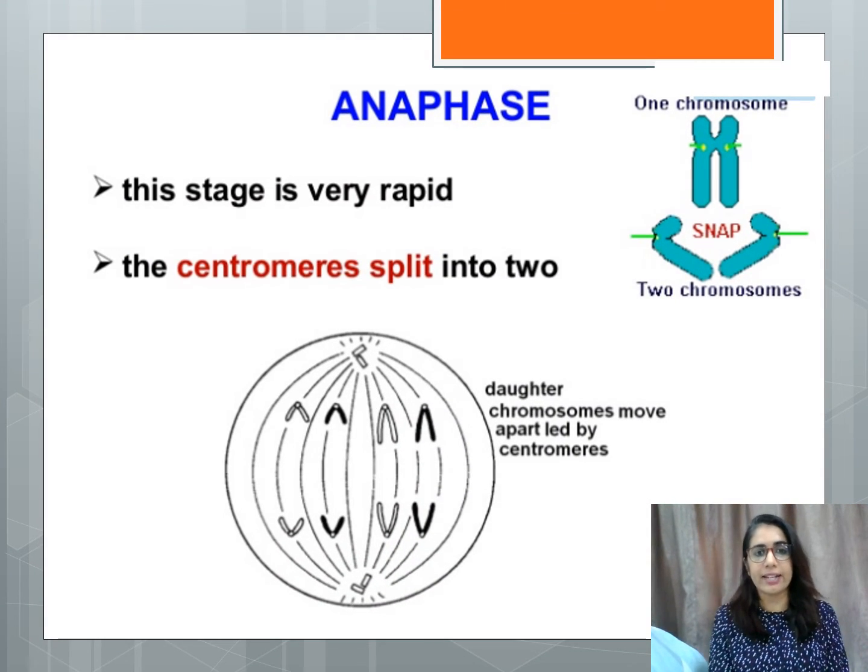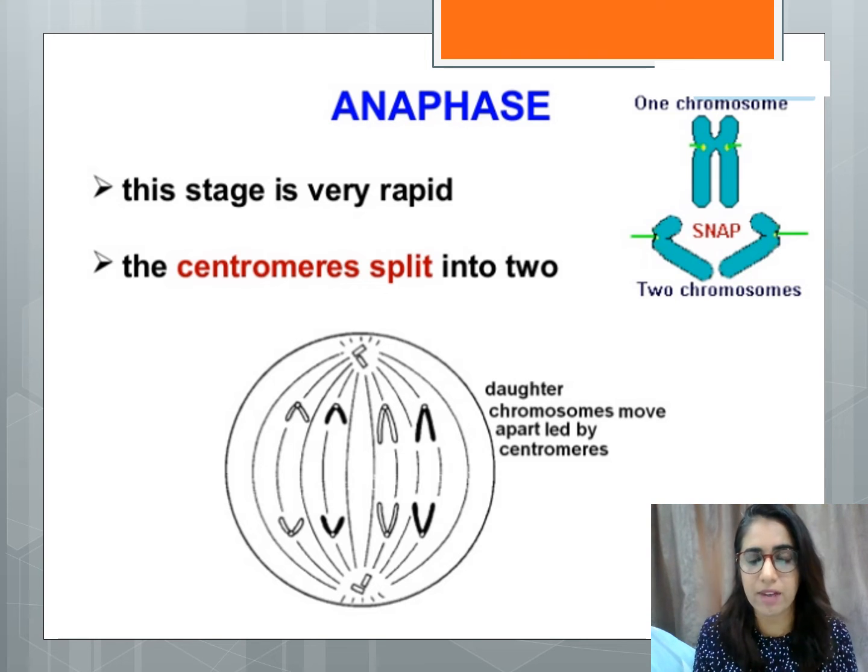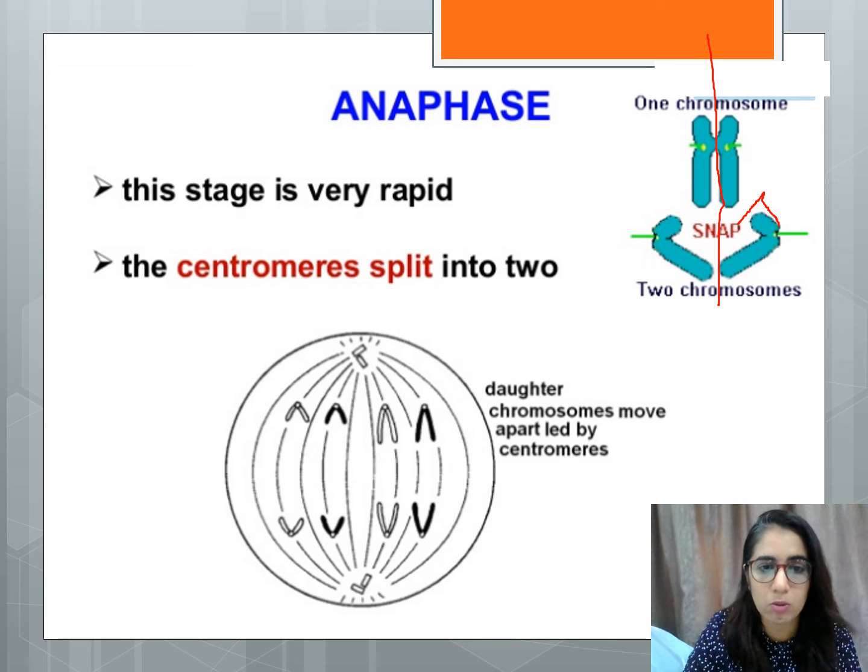Next comes anaphase. This phase is very rapid, very fast. The centromeres will quickly split into two, one chromosome, and then it snaps. It snaps in between here. Alright, and then the chromosomes will move to the opposite poles. This is pole number 1, this is pole number 2. So you can see the centromeres are now split. This is the centromere, and the sister chromatids are also split.